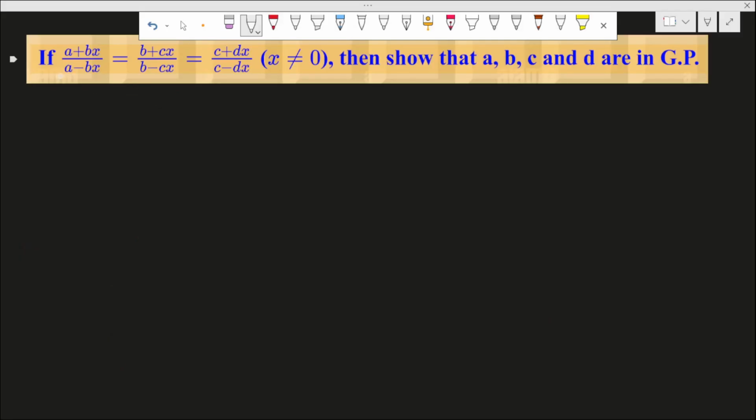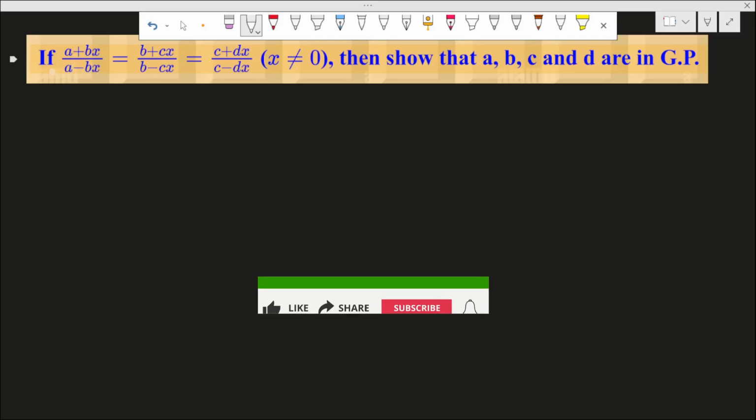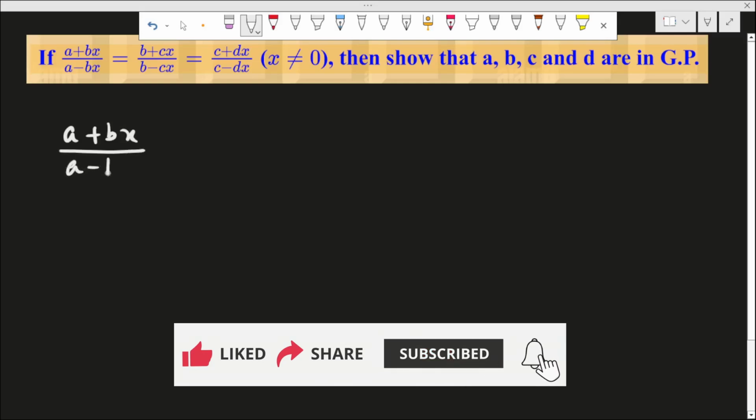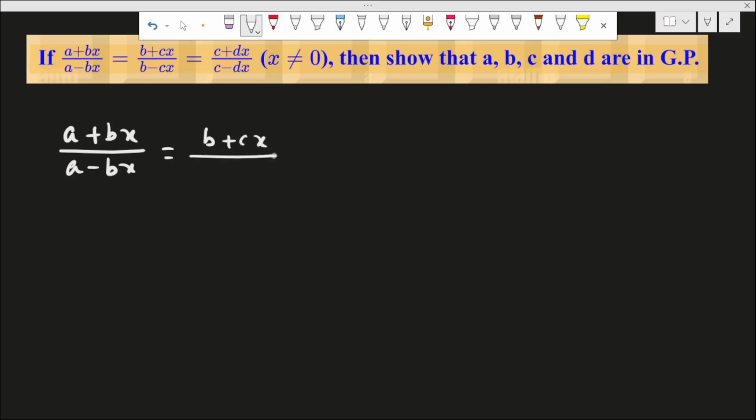Welcome. Here the question is from Algebra chapter Progression. Here the given conditions. Writing first a plus bx. If anything to discuss, writing right hand side.